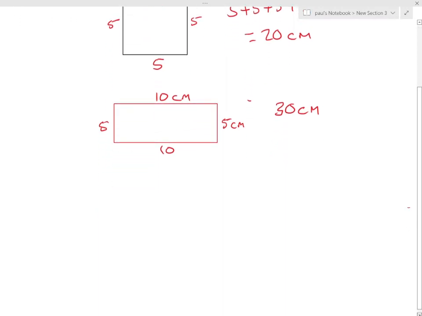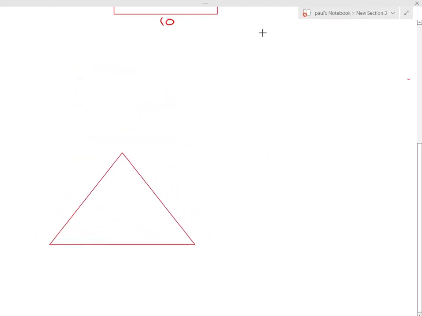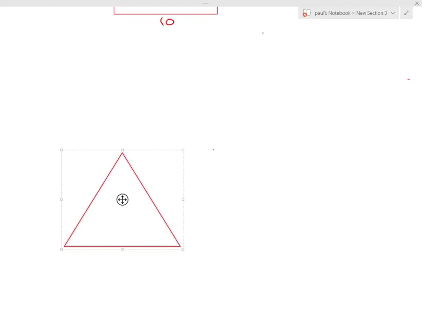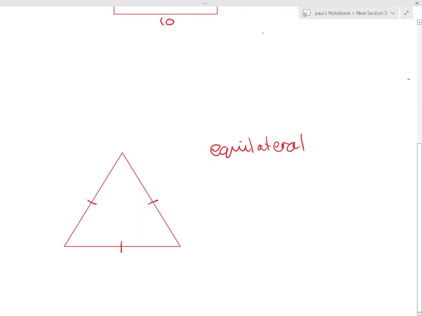Now, triangles is the next one for perimeters. There are a few different sorts of triangles. This is an equilateral triangle, and that means that all three sides are the same, and they're identified by these little lines there. So if this was 10 centimeters along the bottom, this will also be 10, and this will also be 10, making 30 centimeters all the way around.